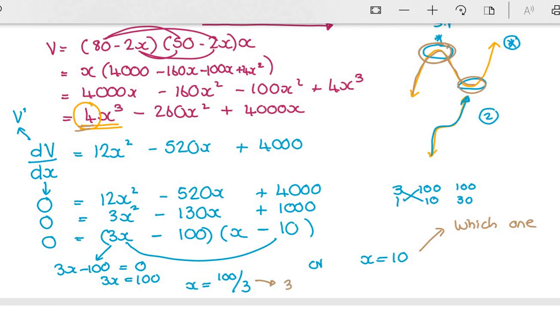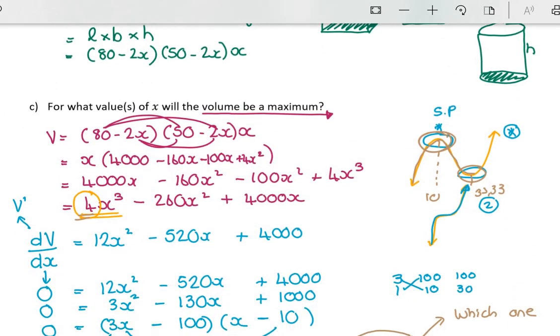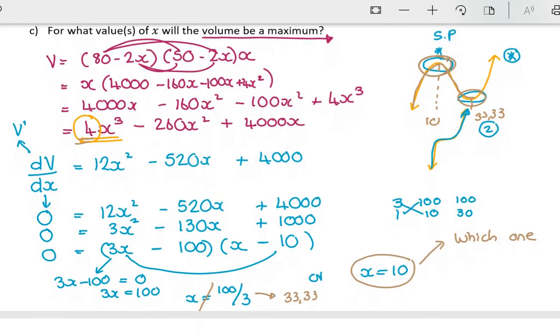100 divided by 3 is 33.33, which means I think that 10 will be the first stationary point, and 33.33 will be my second, which means this is not the solution I'm looking for, and my solution is x equal to 10. Now, let's just go check. Did they want the volume? No, they said for what values of x will the volume be a maximum? And so as long as I've crossed out the answer that isn't applicable, I've said the answer is 10.